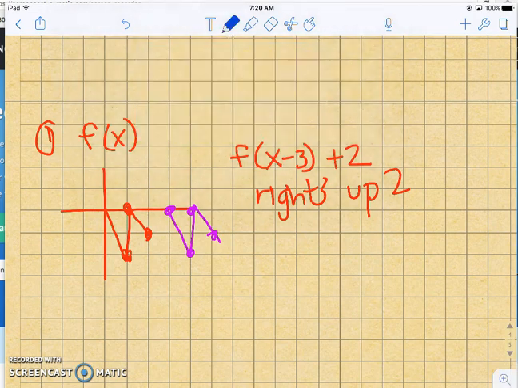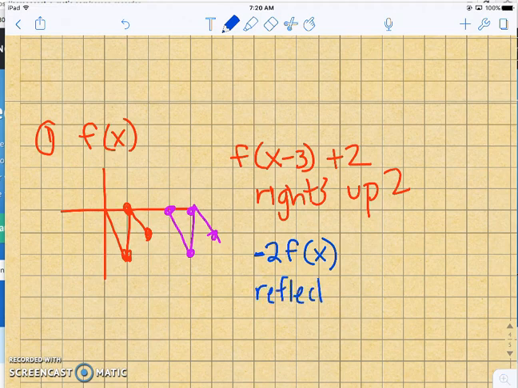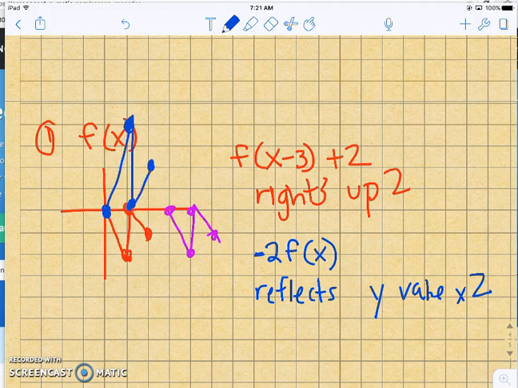And now let's say we had graph, maybe negative 2 f of x. So this reflects the negative, and then the y value times 2. So 0, 0 is going to stay, but this one is at negative 2, so it's going to reflect to a positive, and it doubles, so it would go up to there. 0, 0 would stay, and 1, 1 reflects but doubles, so it goes up to here. So it would look like that.